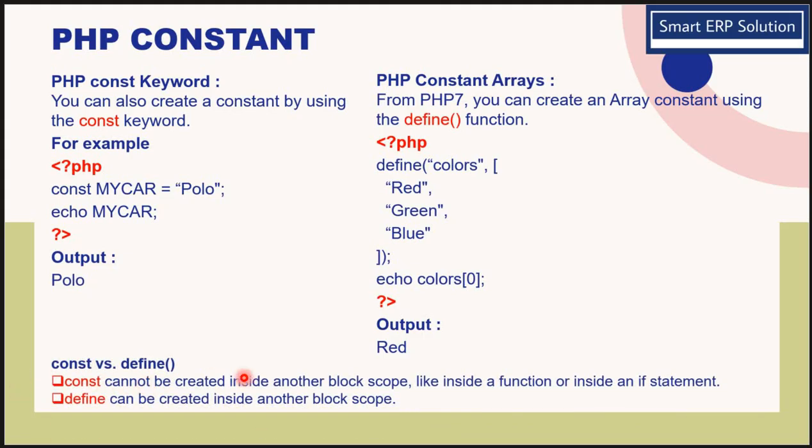Constant versus define. Const cannot be created inside another block scope, like inside a function or inside an if statement. Define can be created inside another block scope.